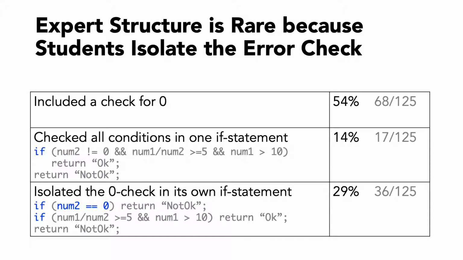So notably, even students who isolated the 0 check were still using the logical and to conjoin the other two conditions. So the problem wasn't that they couldn't conjoin conditions at all, just that they chose to isolate the 0 check into its own if statement.